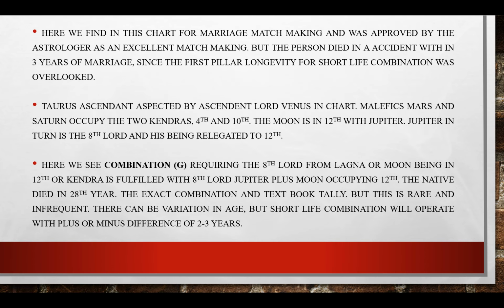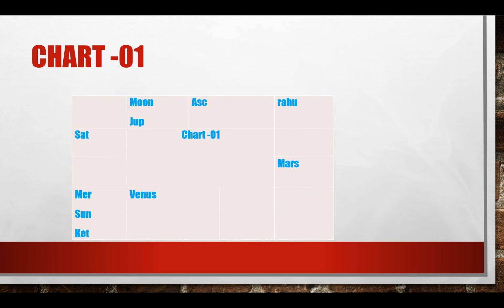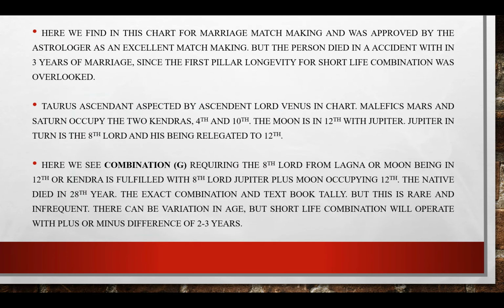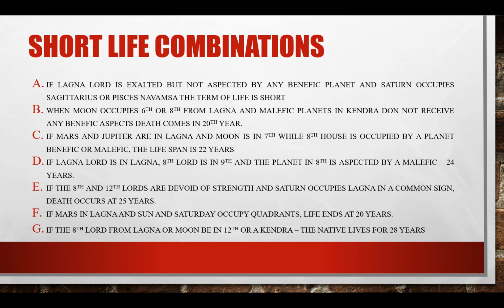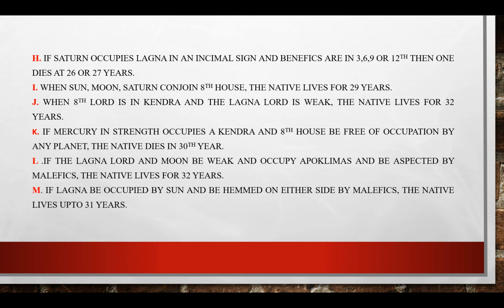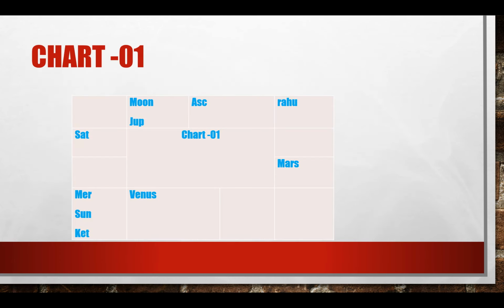and Jupiter in turn is the 8th lord and is being related to the 12th house. You can see that again. And here we find the combination G requiring the 8th lord from Lagna or Moon to be in the 12th or a Kendra is fulfilled, with the 8th lord Jupiter plus Moon occupying the 12th. The native died in the 28th year. If we go back and see combination G, it says if the 8th lord from Lagna or Moon is in the 12th or a Kendra, the native lives for 28 years. That is what we are seeing in this chart also.